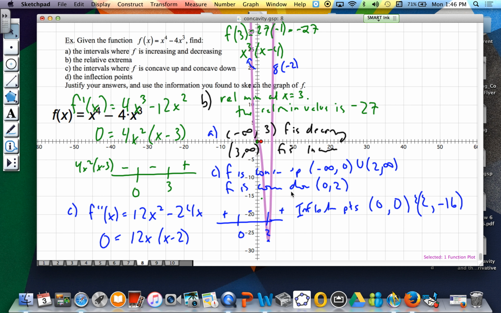So notice this function decreases, but the graph is concave up. But then we have a change at 0, and the graph continues to decrease, but it's now concave down, and it's still concave down all the way to 2, negative 16. And there you go. That's the gist of the problem.